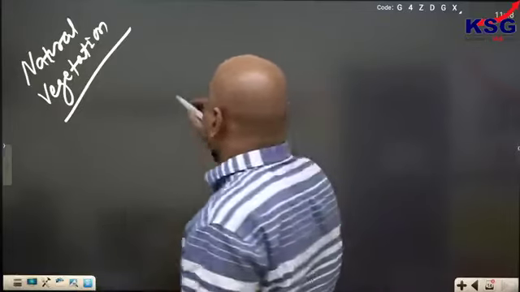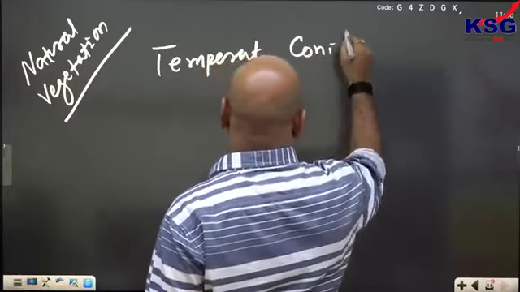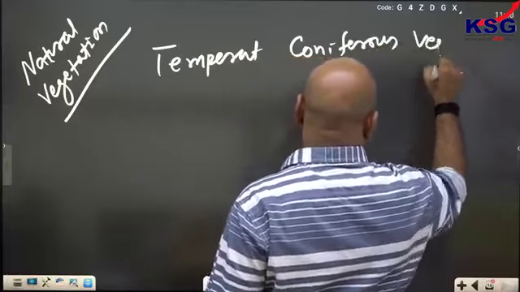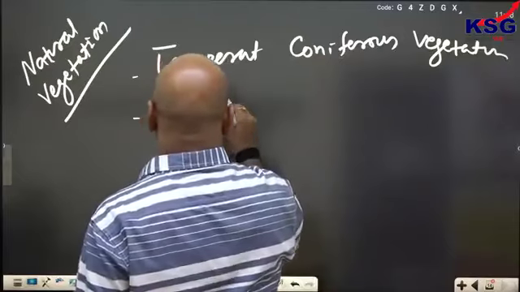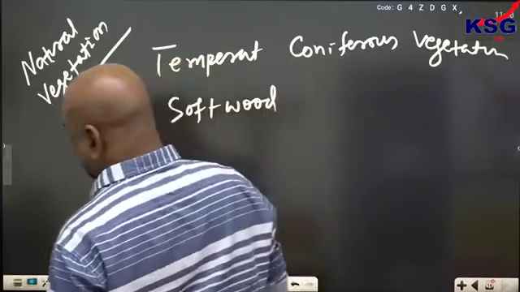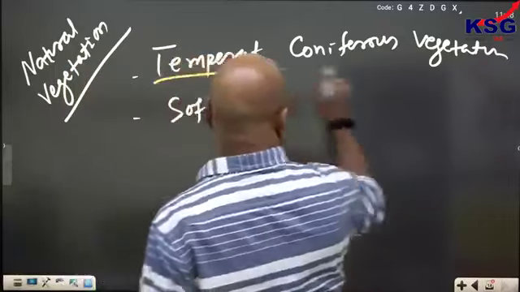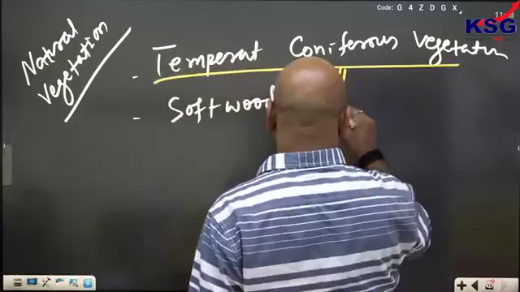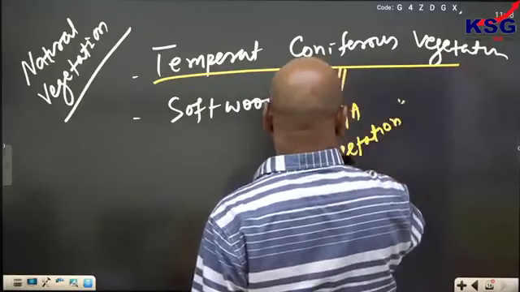Natural vegetation, what type will it have? Temperate softwood, coniferous vegetation. Please note down: temperate coniferous vegetation. These are softwood, not hardwood. They are temperate coniferous vegetation, also called taiga vegetation. So what do we call it? Taiga vegetation.